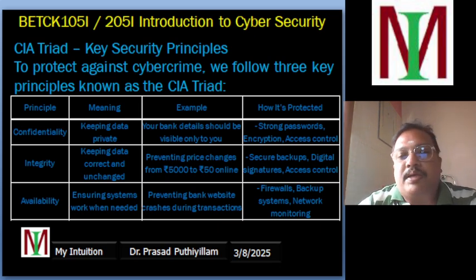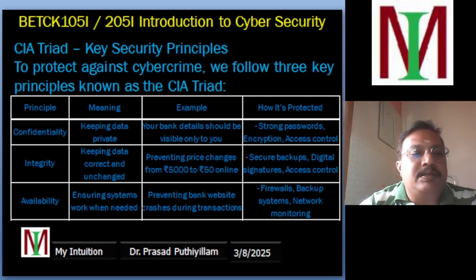Okay, so the CIA triad is a key security principle. To protect our information, we have to follow the principles called the CIA triad. This is very essential. We have to maintain C for confidentiality, I for integrity, and A for availability.